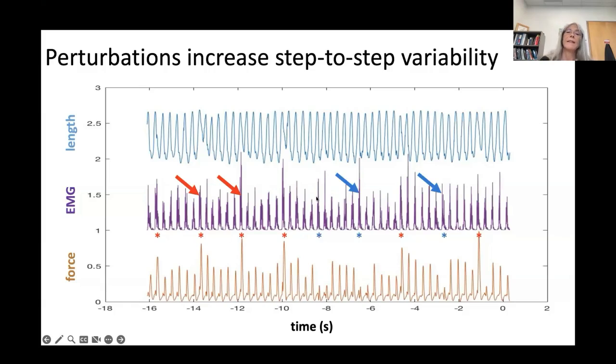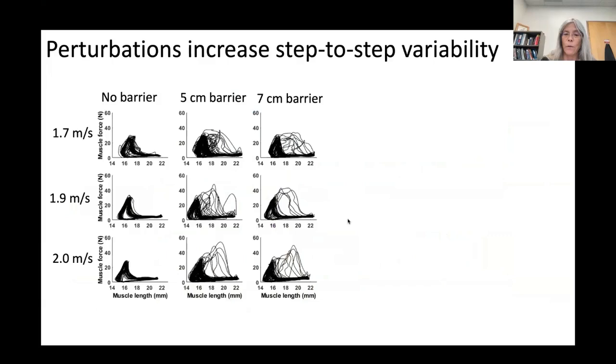And likewise, we can see in these traces the strides marked with asterisks in blue where the instrumented leg steps down. Interestingly, these strides can also have very high or average EMG, but the force produced by the muscles is always very low regardless of whether the EMG is high or not. So the perturbations have the effect of increasing step-to-step variability, and they reveal patterns in the data that suggest uncoupling between the muscle activation and the force.